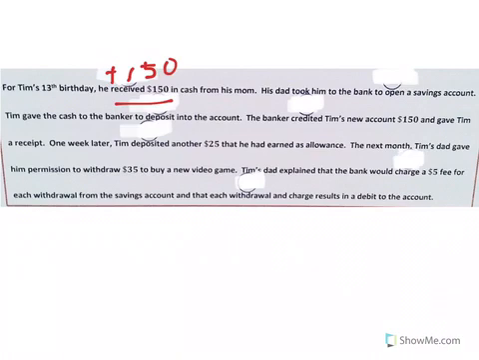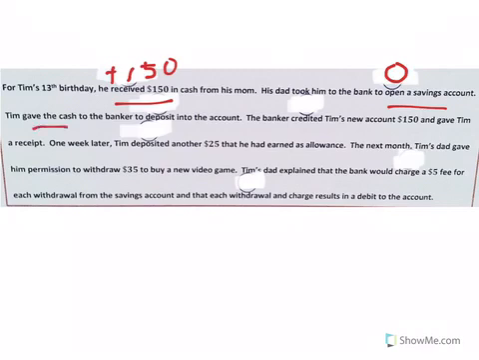So positive 150. His dad took him to the bank to open a savings account. This one's a little tricky because you might be thinking, well, he's going to put the 150 in it, right? Well, we don't know that yet. When you open an account, you have 0 in it. You have to put the money in the account. But when you first open it, you have $0 in it. So, there we go.